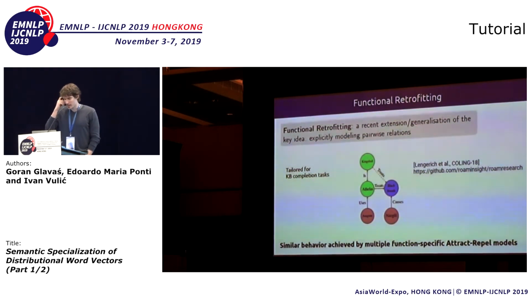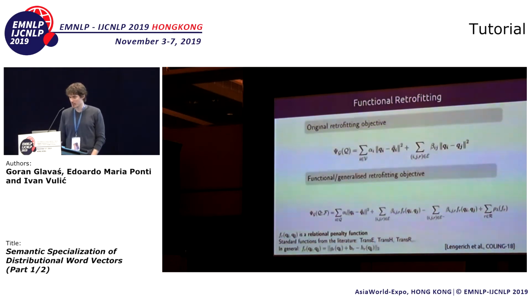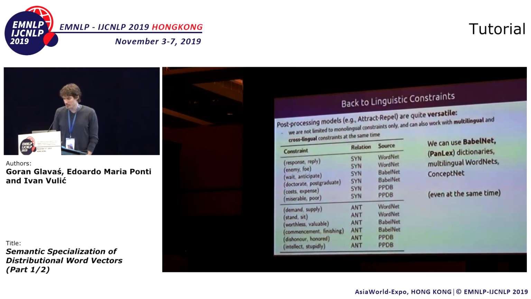Then what Lengerich et al. did was generalize the retrofitting model to other relations, not only similarity, so that you can model an arbitrary relation. That's an interesting paper, but I don't think we have enough time to go through all the details. Just remember that this could be seen as a retrofitting generalization to more relationships. Okay.